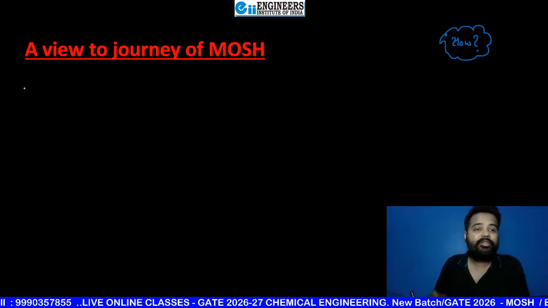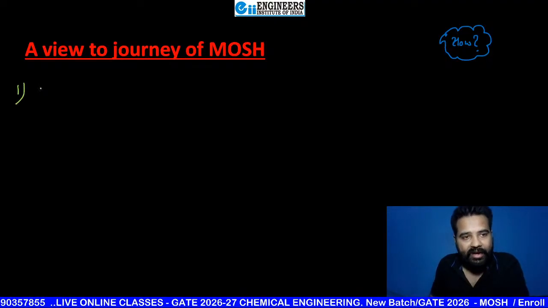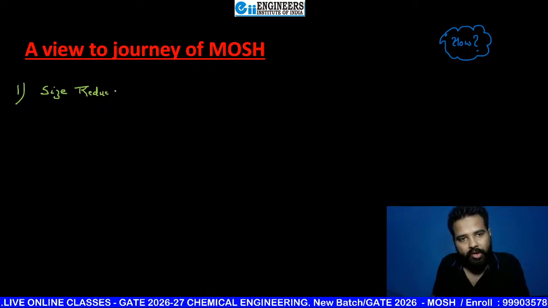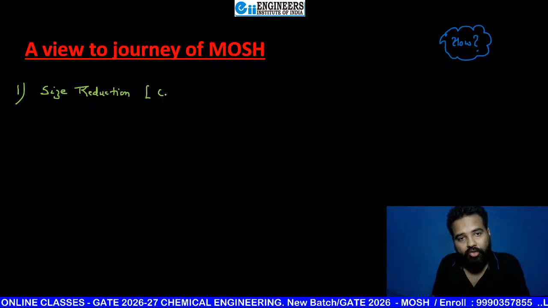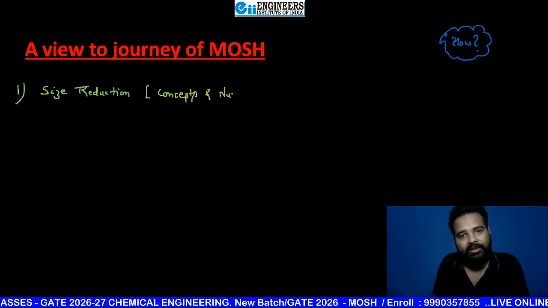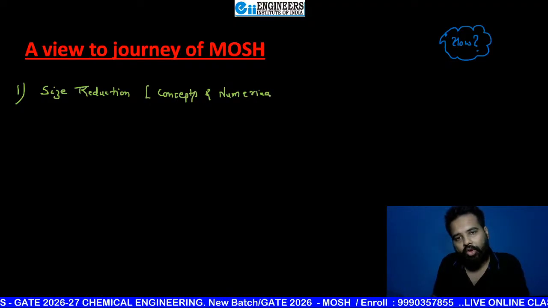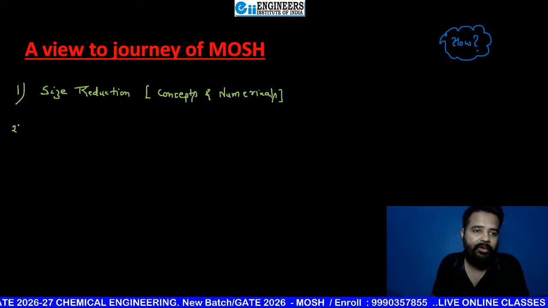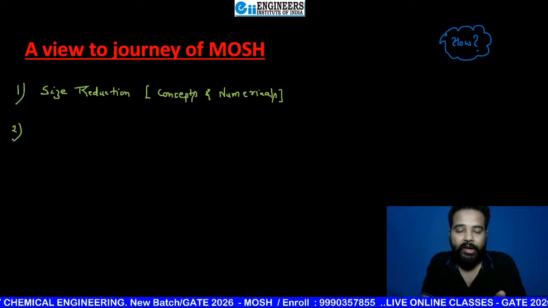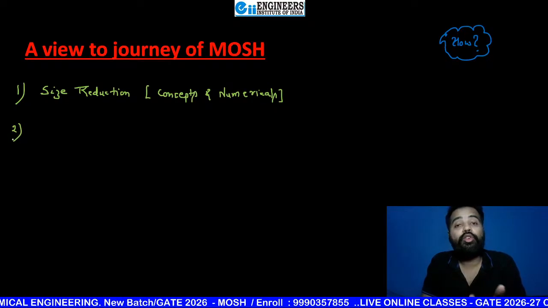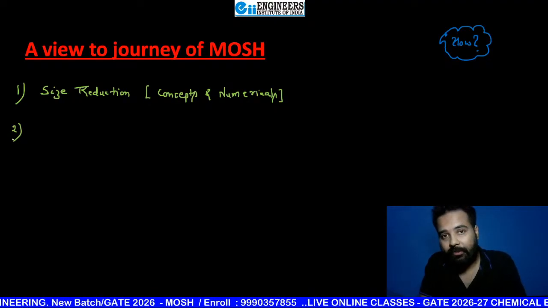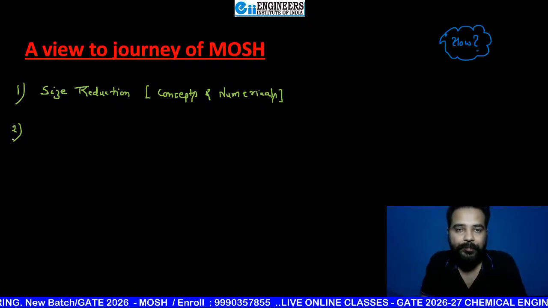Okay, so my dear students, I will start chapter number 1, and that chapter name is size reduction. In the size reduction chapter you will see lots of concepts, and also lots of numericals present in this chapter, beta. That means how you can reduce the size of some solid. Lots of equipment are there, and in order to calculate power required, lots of laws are also there. So definitely if laws are there, equations are there, then numericals are also there.